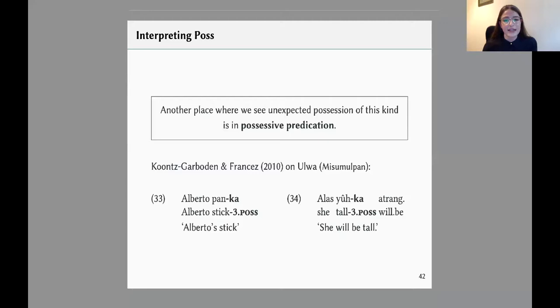So another place that we see unexpected possession of this kind is in possessive predication, and that's the parallel I'm going to draw here. And this has been pointed out for Ulwa, a language of Nicaragua, by Kunz-Garbonin and Frances. Now, possessive predication is simply a type of predicate structure in which some kind of possessive semantics is required that otherwise you might not expect. So to show an example of ordinary possession here, we have 33, Alberto's stick, where ca is a possessive marker. But we see the same suffix used in predication environments like in 34, she will be tall.